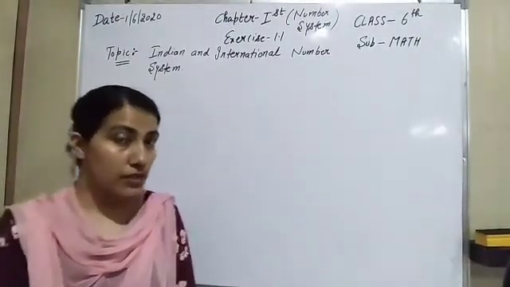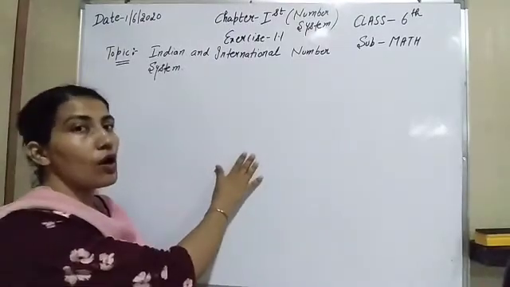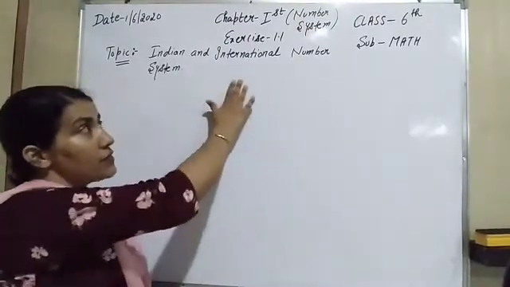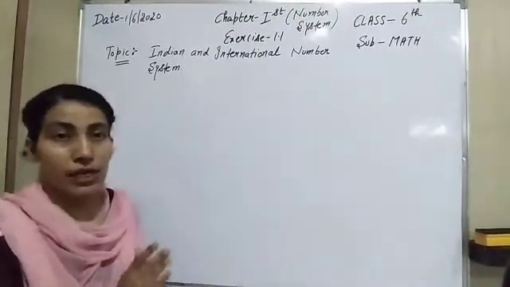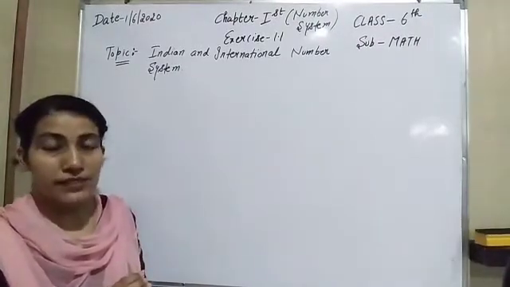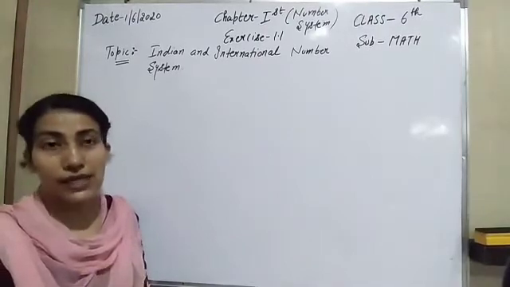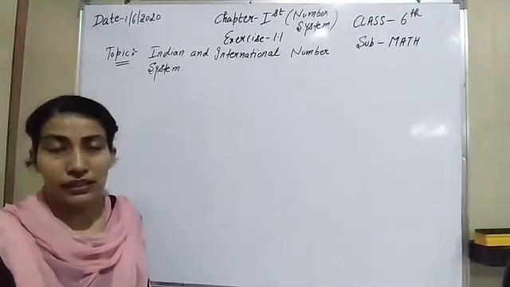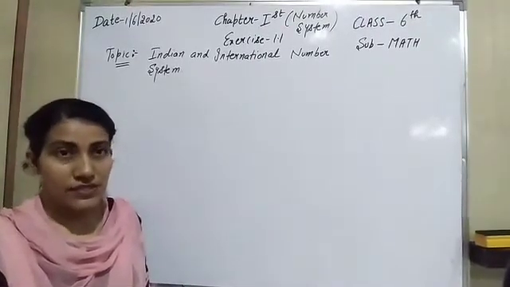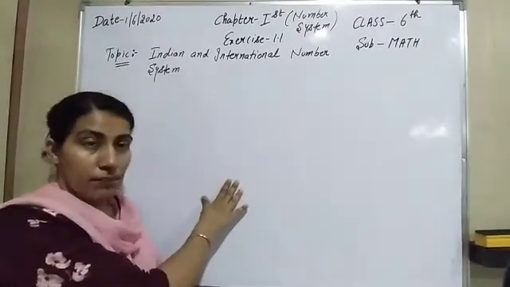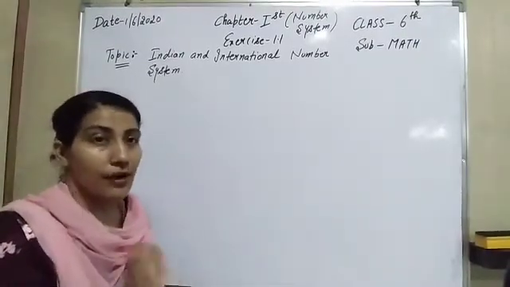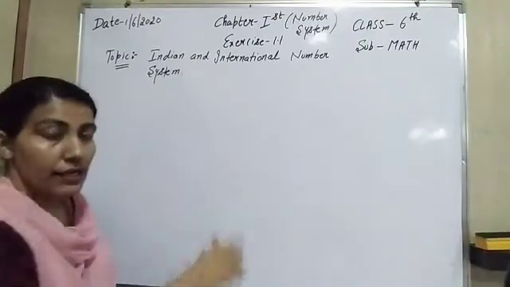Today we are going to discuss the first chapter, the revision of the first chapter. The name of the chapter is Number System. Before starting the revision, I just want to tell you that in the last video we were doing the seventh chapter, and I think two worksheets of the seventh chapter are pending. After the revision of this chapter, we will continue that chapter. Now let's start the revision of the first chapter, Number System.